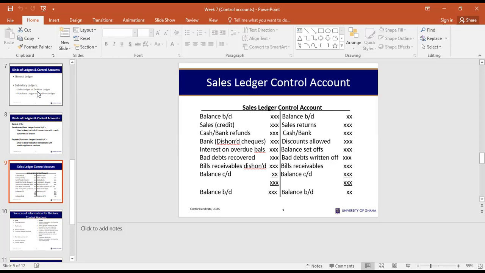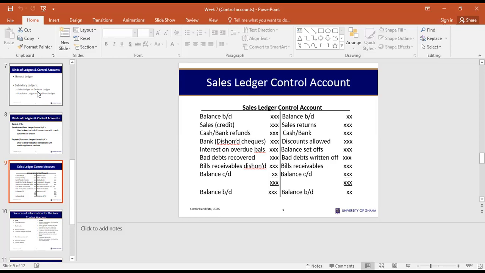Okay. And then when you sell to the person and the person returns some of the things you sold, say 100 cedis worth, and you return some, meaning it has reduced the amount that you owe me. Let's say initially you owe me 100 cedis, but you return 20 cedis worth of goods. So it will reduce the amount that you owe me, and because it reduces it, I will credit the account. So sales returns are credited.